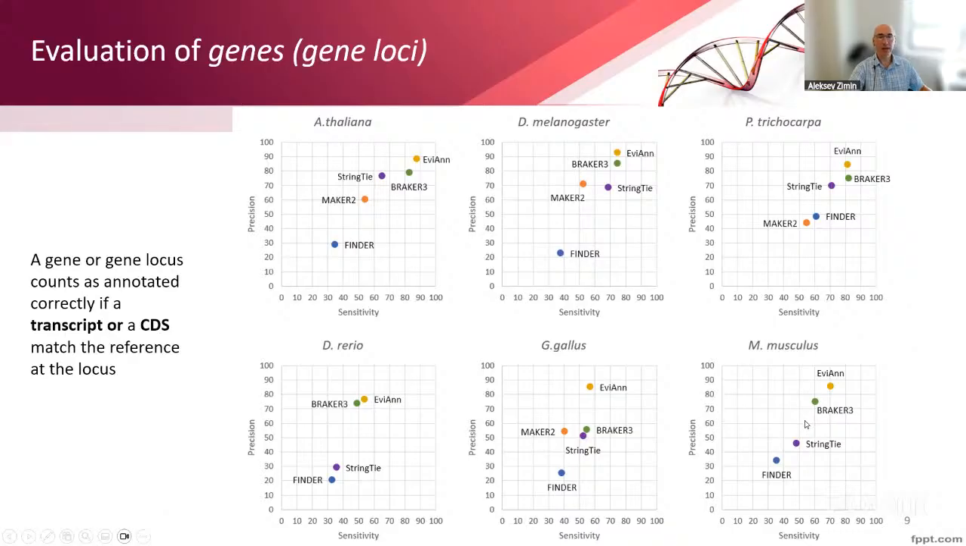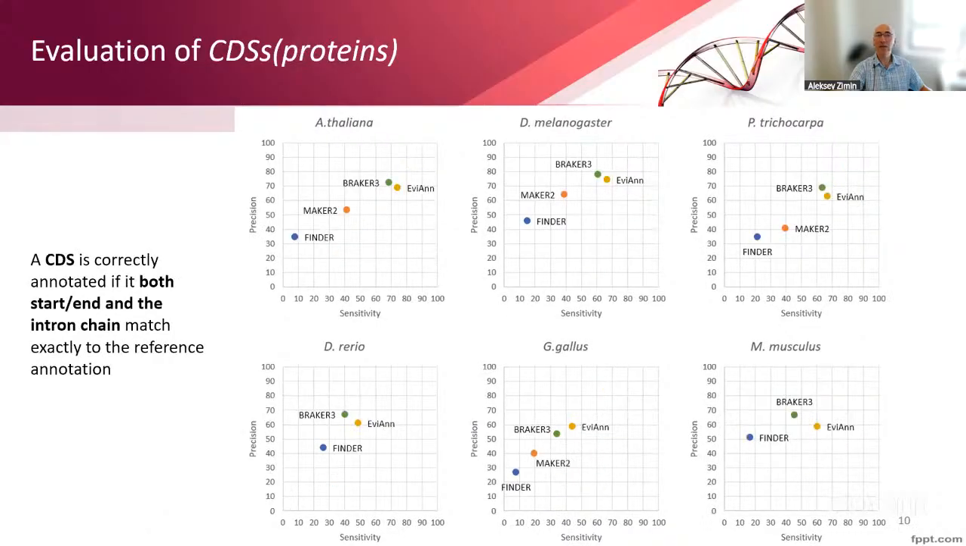And one reason for that is that these particular organisms have lots of proteins in the input data sets, and Maker2 takes a very long time when you have a lot of protein evidence. Next annotation is CDSs and proteins. CDSs are bread and butter of ab initio gene finders. They are aimed at finding CDSs, and they're pretty good at it. So if you can see over here, BRAKER3 does very similar to EviAnn on Arabidopsis and Drosophila and poplar tree. EviAnn outperforms it on zebrafish, chicken, and mouse.